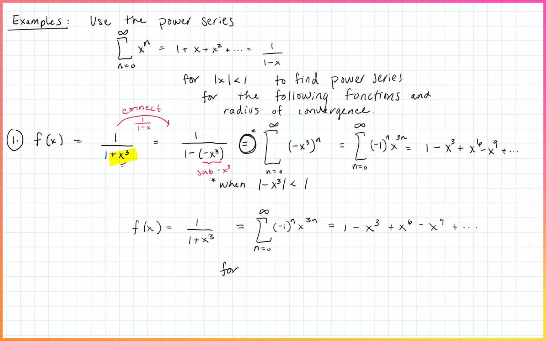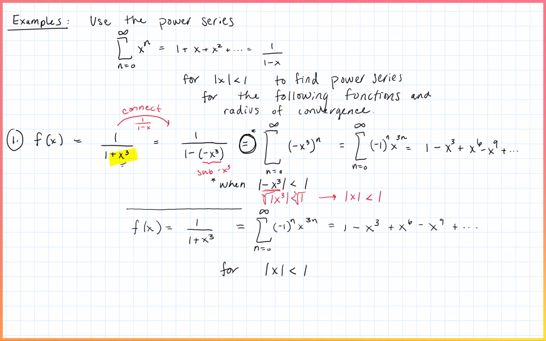For now, we do want to simplify this a little bit. We've got negative x cubed, and this is true when the absolute value of negative x cubed is less than 1. So that's simply when x cubed is less than 1, and then we can take the cube root. If we take the cube root of both sides here, that would be when the absolute value of x is less than 1, because the cube root of 1 is 1. Okay, so this is for the absolute value of x less than 1.